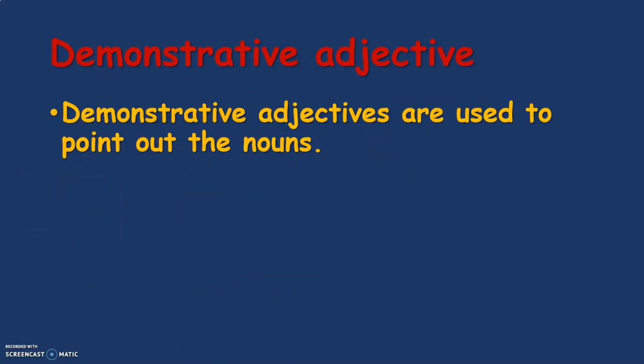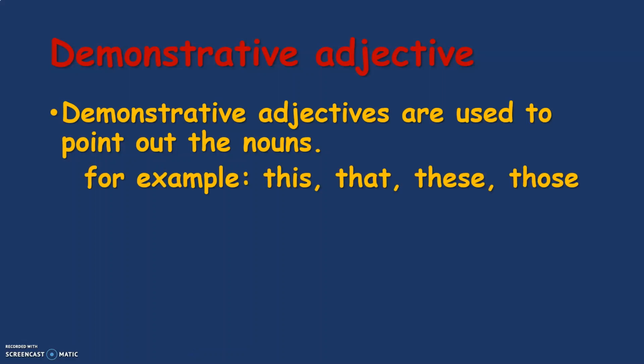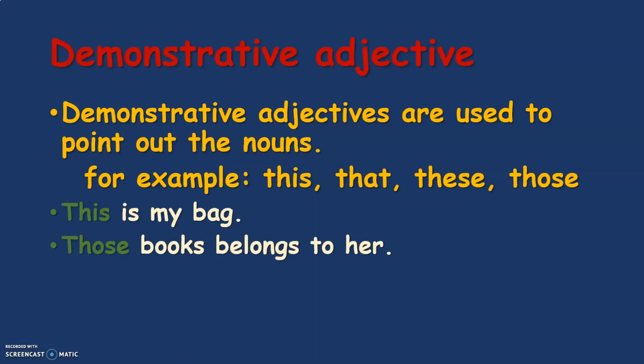Now, demonstrative adjective. Demonstrative adjectives are used to point out the nouns. For example, this, that, these, those. This is my bag. In this sentence, this is the demonstrative adjective. Those books belong to her.